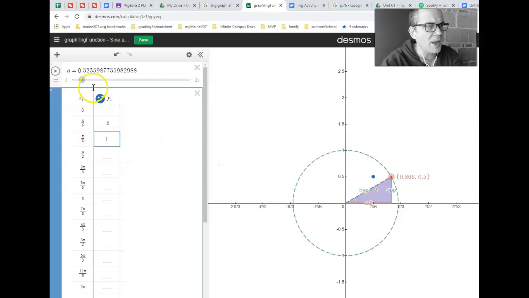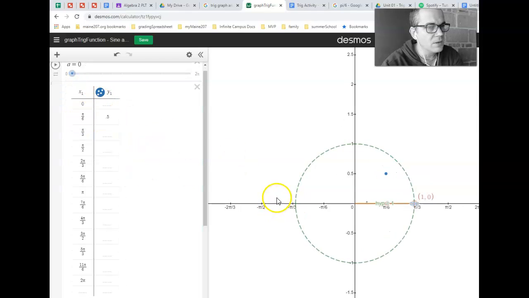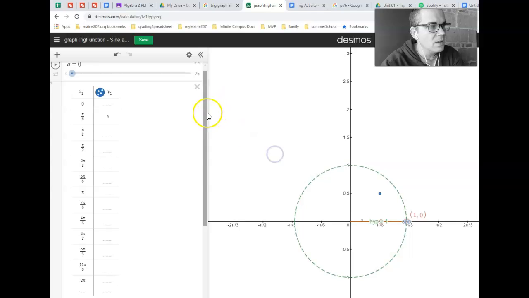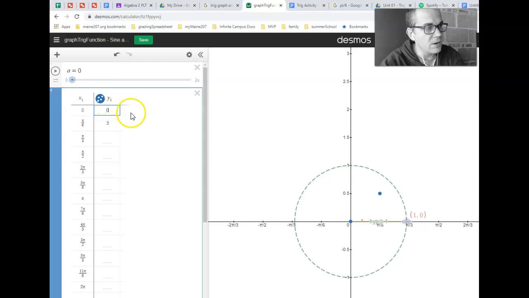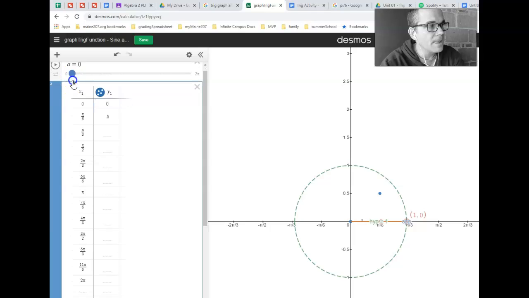While I'm at it, I might as well go back to 0. If I was at 0, whoops, then the sine is that guy's y value. So if the angle measurement is 0, in other words, I'm plugging in 0 for x, then the y value is 0. If I wanted to know pi over 3, that'd be 2 over.